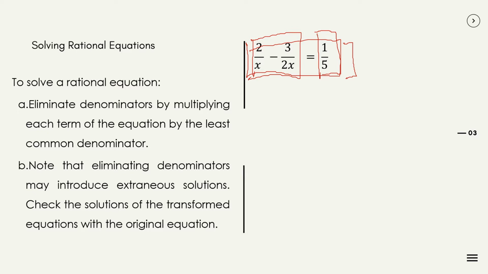Okay, and letter B naman, note that eliminating denominators may introduce extraneous solutions. Check the solutions of the transformed equation with the original equation. So, una, eliminate natin ang denominators by multiplying by the least common denominator or LCD. And then, last naman na step is to check if our solution is true. I-check natin or prove natin kung tama nga ba yung nakuha natin, or if the equation is true. Okay, let's find out here.